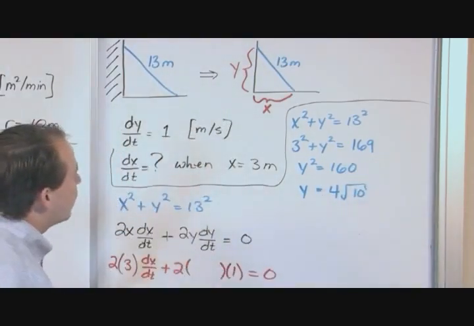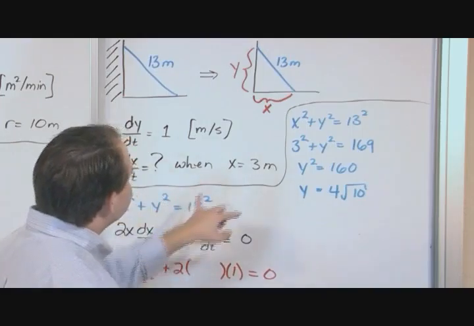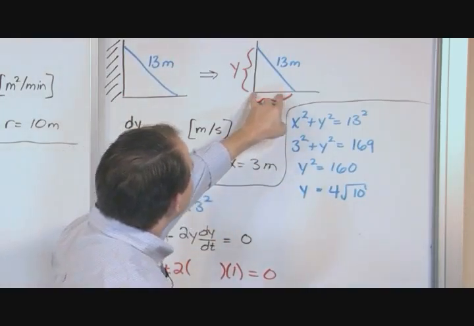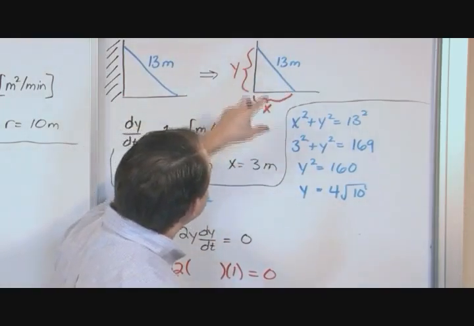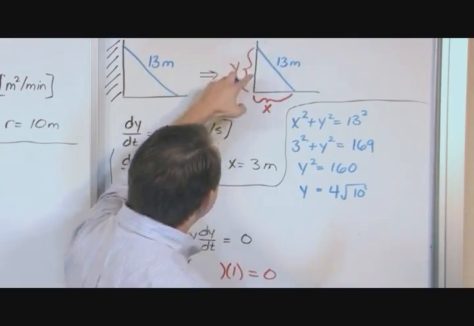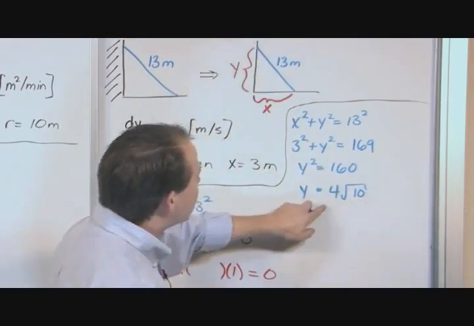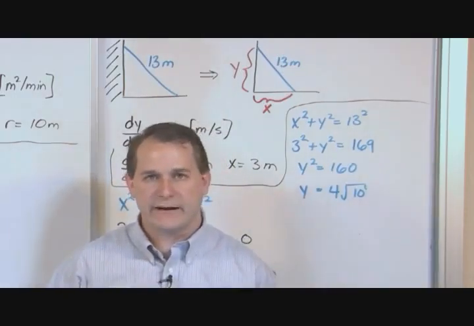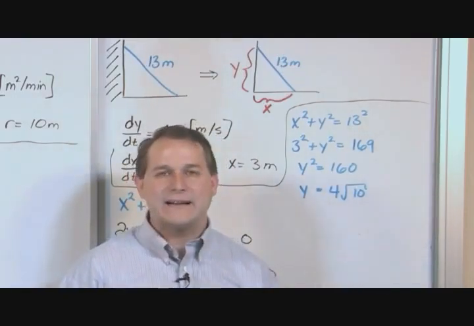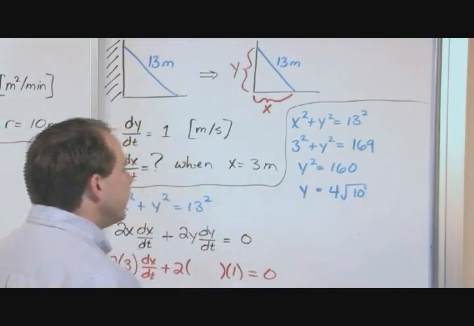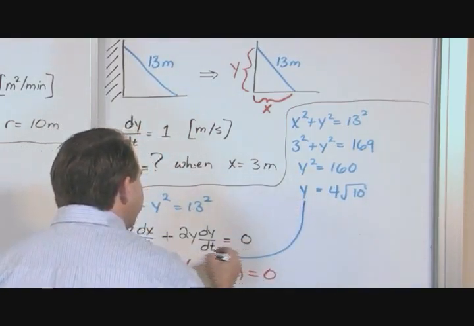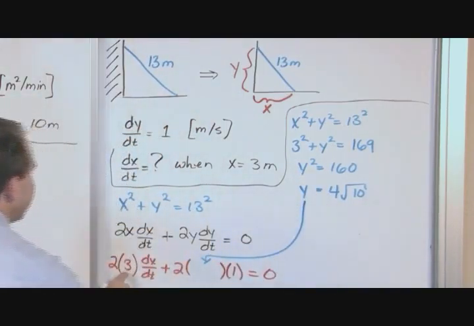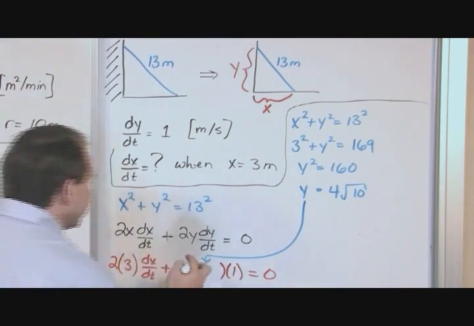What we have found is that at the moment that this ladder gets 3 meters away from the wall, the height of the ladder against the wall is this value. Now you can convert to decimal, but you should have figured out by now in calculus you don't convert to decimals. Leave everything exact. That's how your professor's always going to want it. So this is the value of y that is true once we get to a value of x equal to 3. So we just put it in there, 4 times the square root of 10.